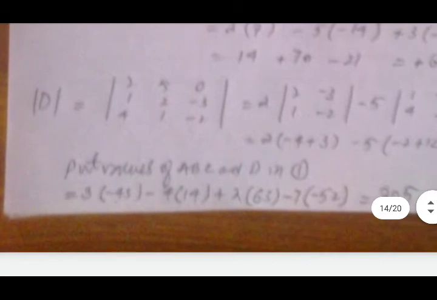Here, determinant a, we solve it in the same way by expanding by R1, and its value becomes minus 43. Then we find the determinants of b, c and then d, and we put all these values in the question and we get the answer.